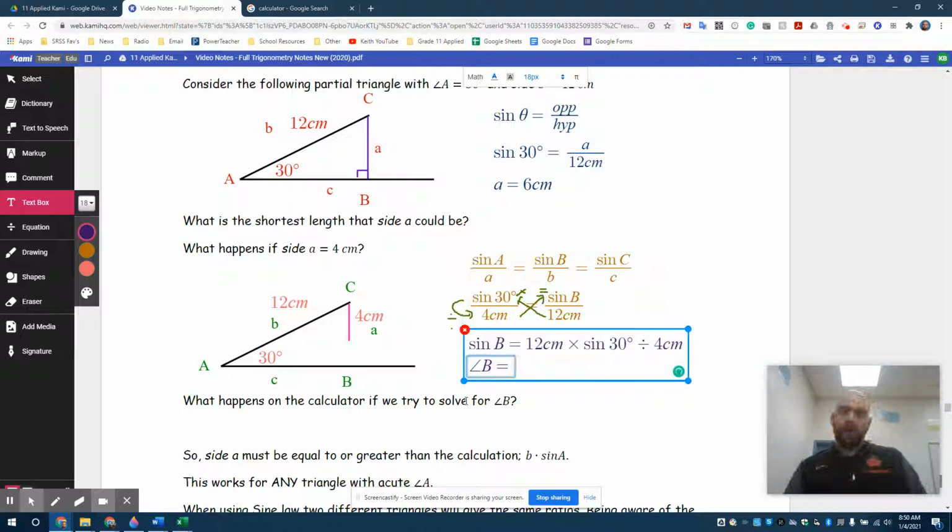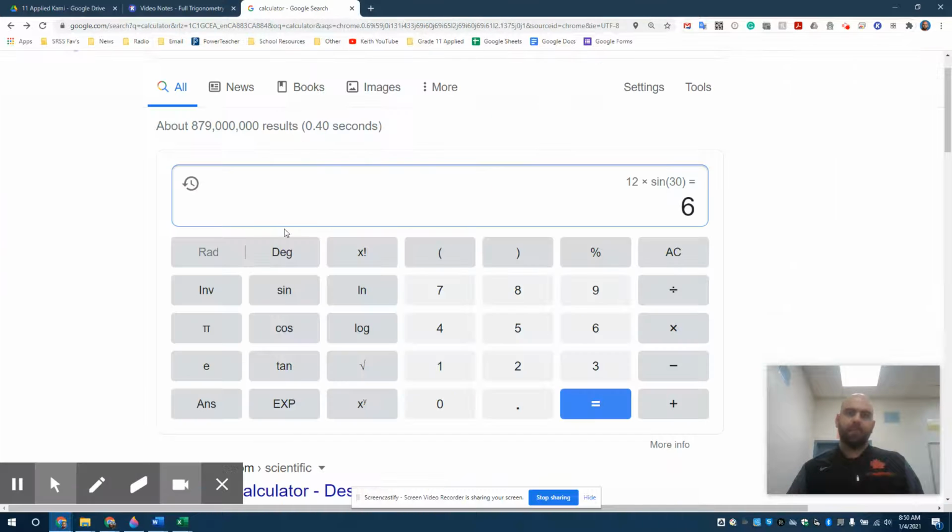Remember, this little symbol here represents angle. So this is angle B. When I plug that in here, I'm going to get 12 times sine 30, close brackets, divided by 4. I get an answer of 1.5. Remember, this is sine B, not angle B yet. So we actually have to do the inverse sine of our answer, and our answer is error.